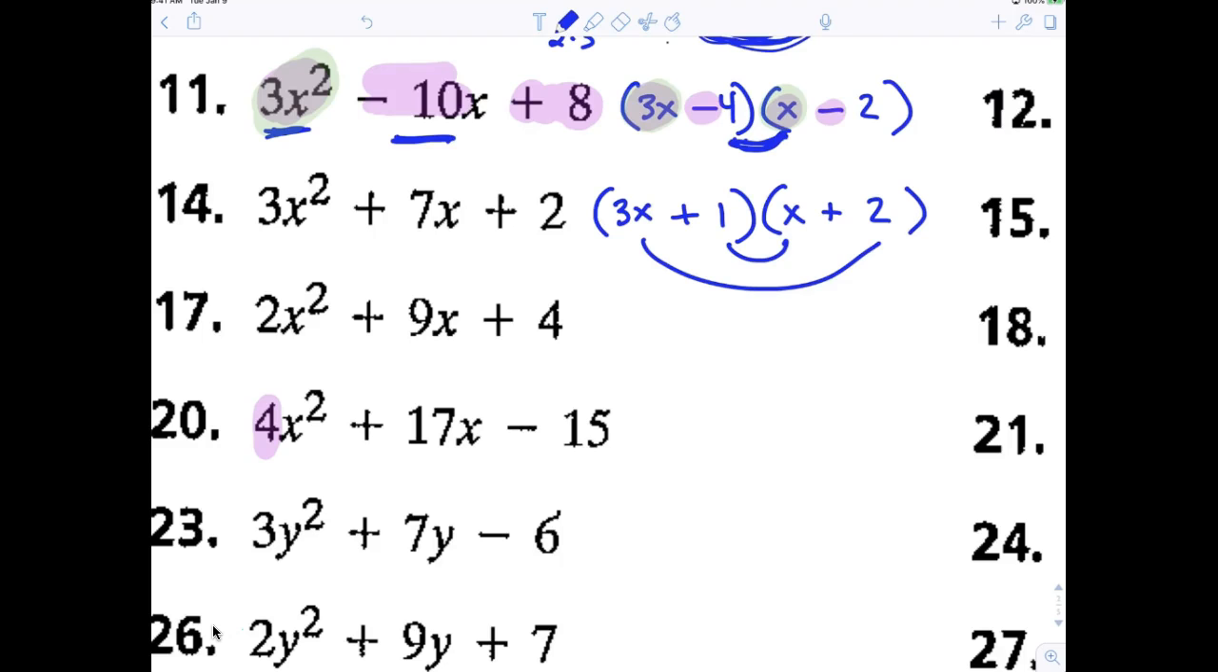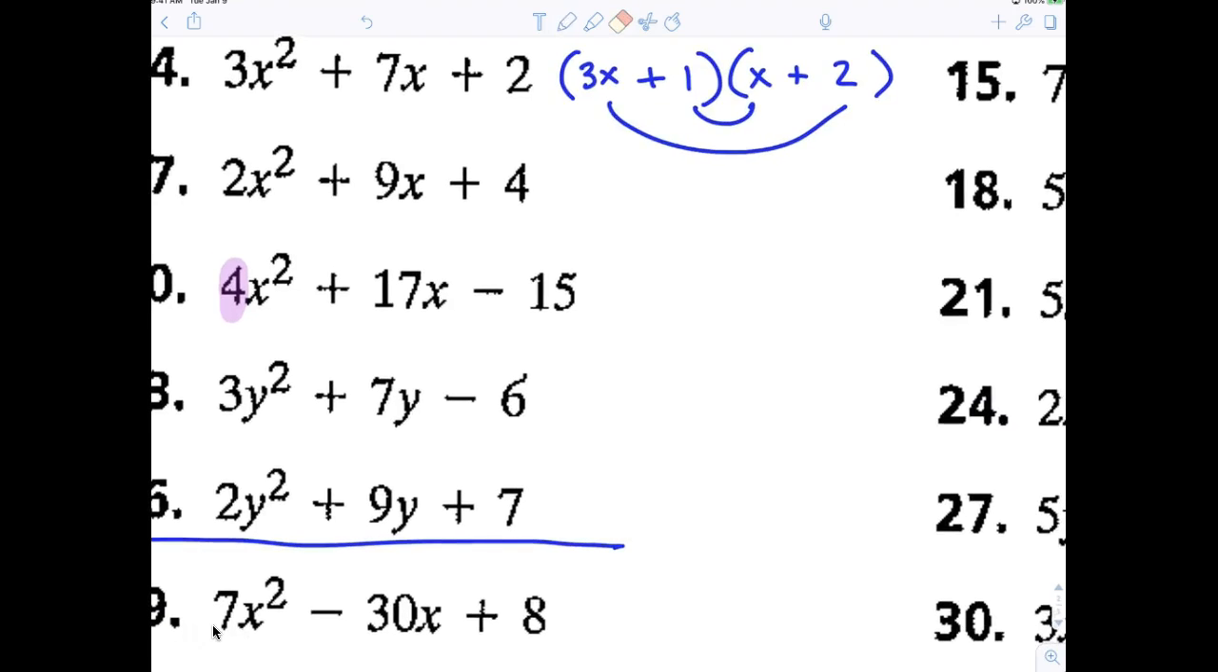All right, Abby. Tell me. So that would be 2x and x. Right?